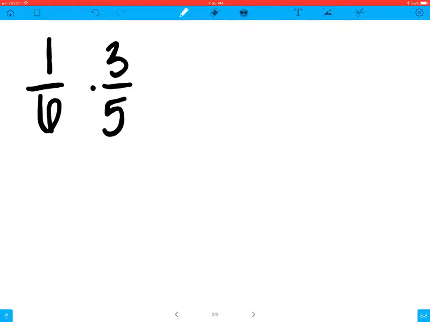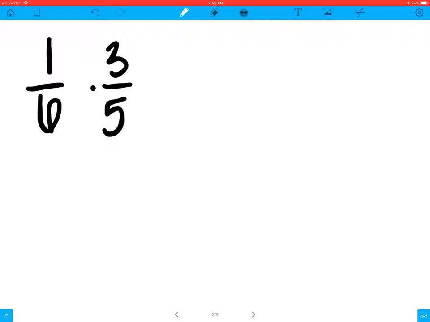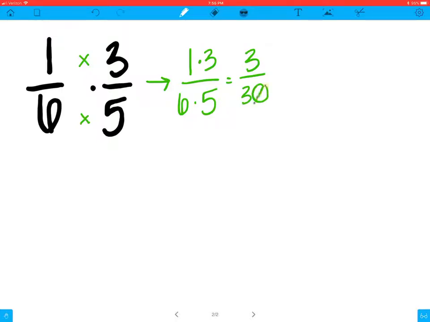Now, when we multiply fractions, it's different than addition and subtraction because we're not actually finding a least common multiple or a common denominator. When we multiply fractions, we multiply straight across. So I would multiply both numerators and find a product. I would multiply both denominators and find a product. So 1 multiplied by 3 is 3, and 6 multiplied by 5, well, that's 30.